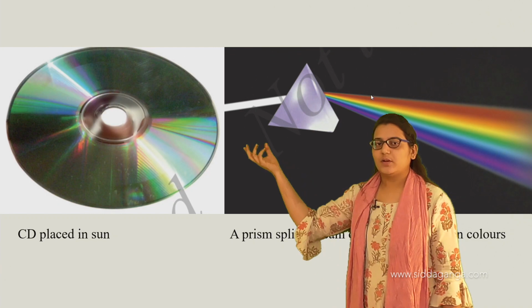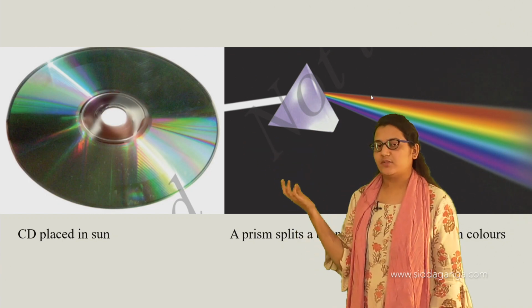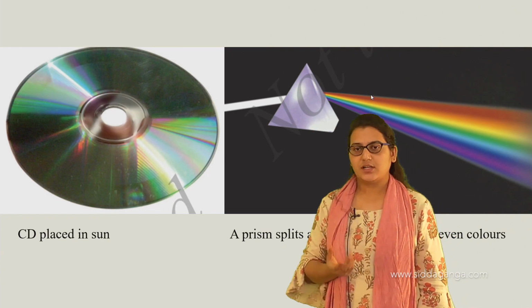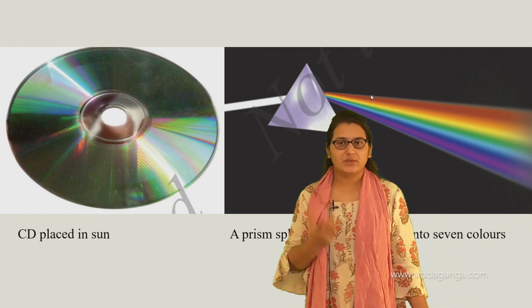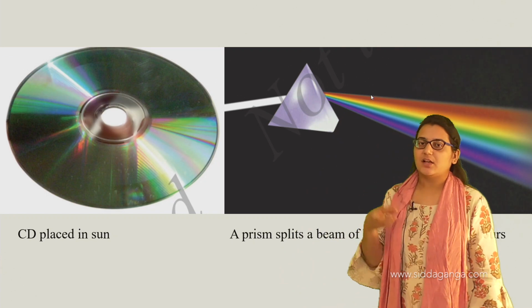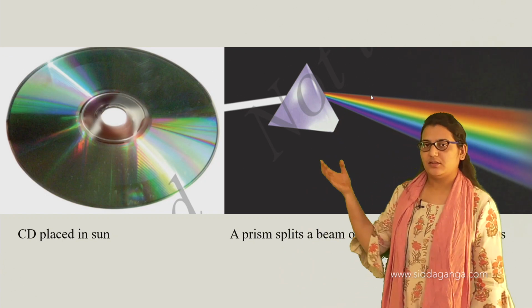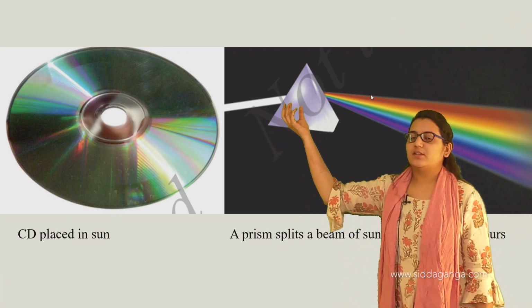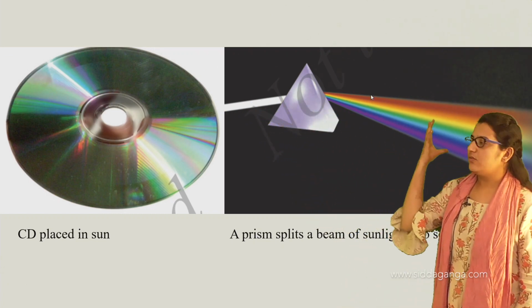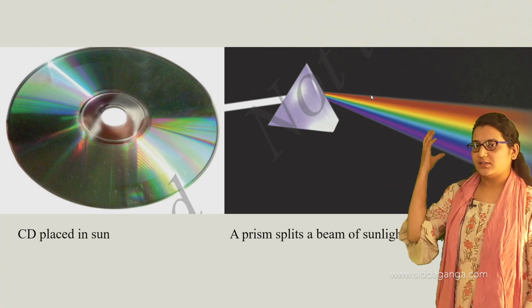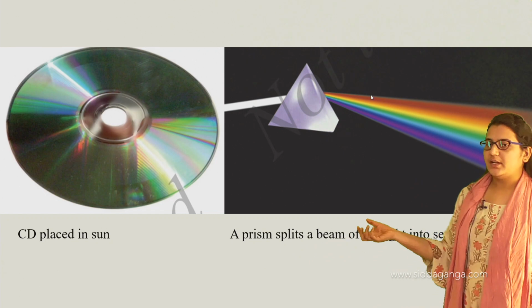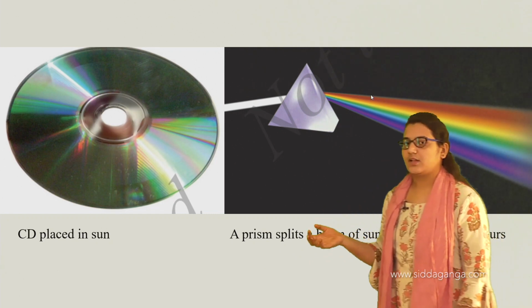This is what we can infer from seeing this, that sunlight consists of 7 colors. White light is not exactly white. In fact, there are 7 colors which make one white color. When we make this white light pass through this prism, we can clearly see it comes out as a combination of all these 7 colors. So the prism splits a beam of sunlight into 7 colors.